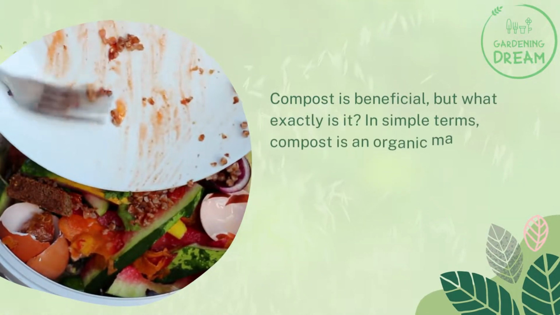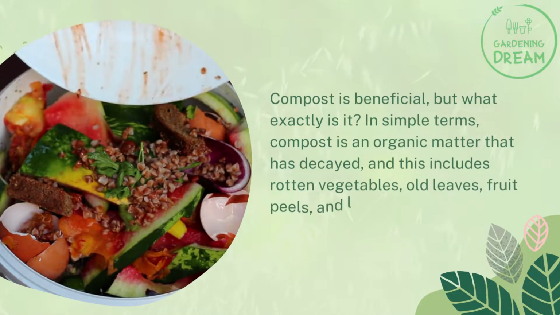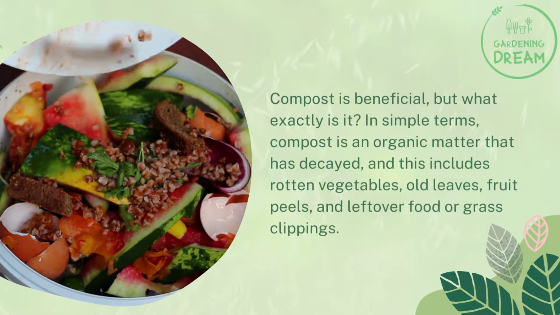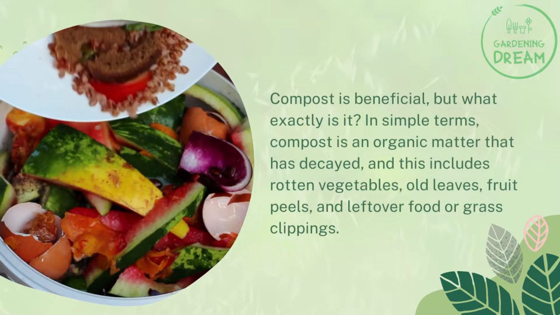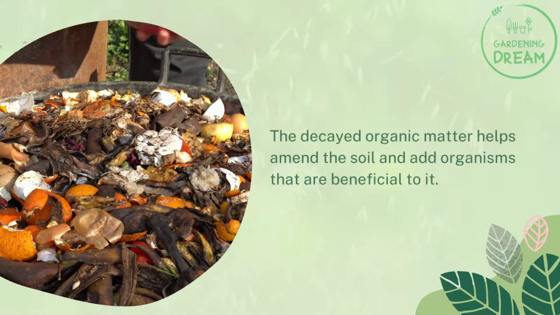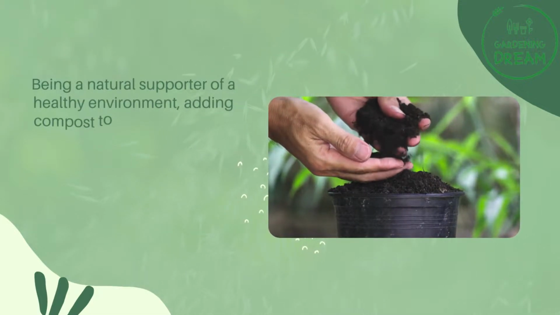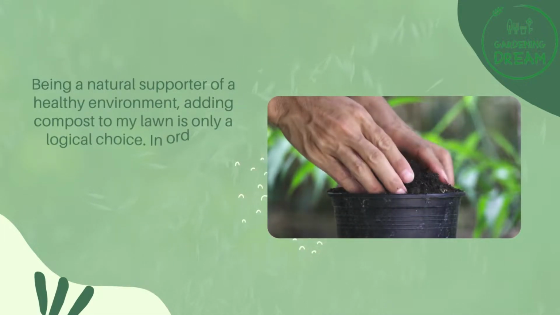In simple terms, compost is an organic matter that has decayed, and this includes rotten vegetables, old leaves, fruit peels, and leftover food or grass clippings. The decayed organic matter helps amend the soil and add organisms that are beneficial to it. Being a natural supporter of a healthy environment, adding compost to my lawn is only a logical choice.